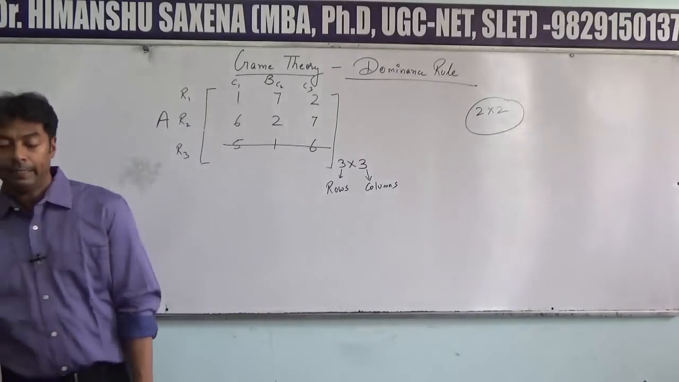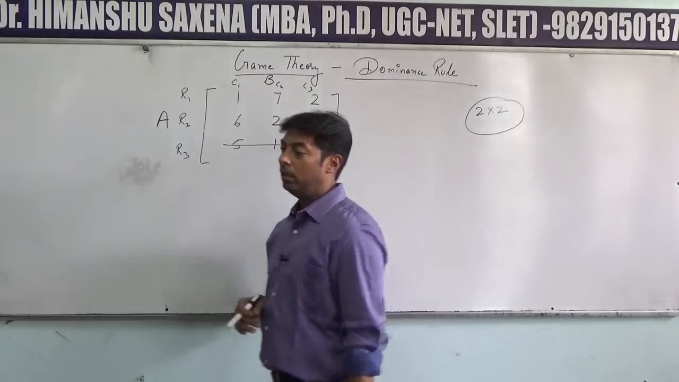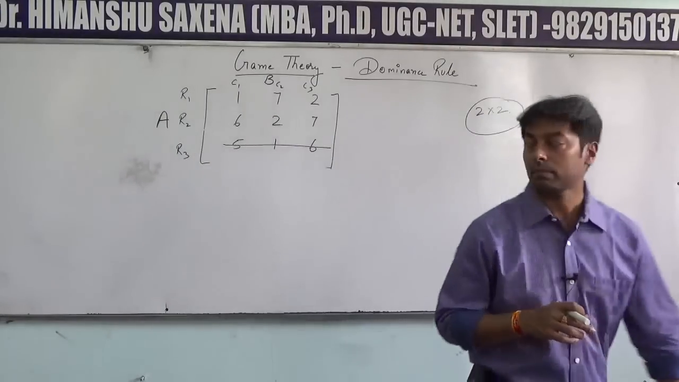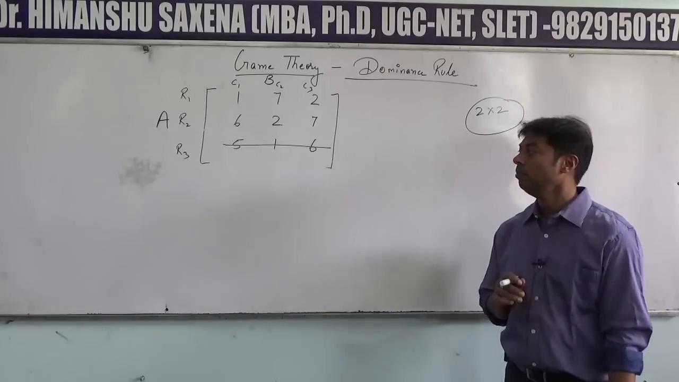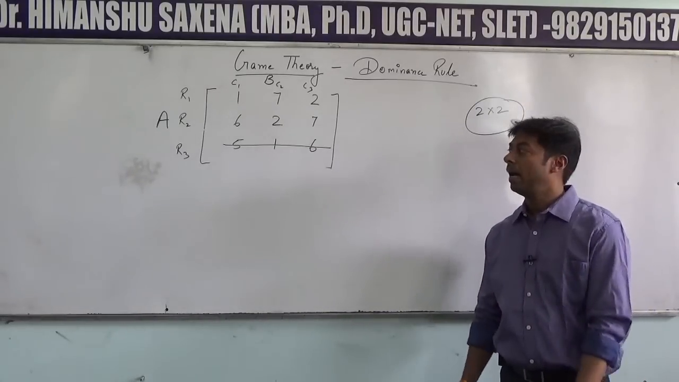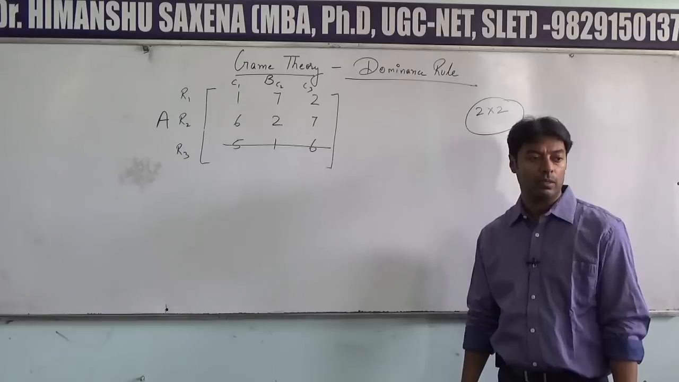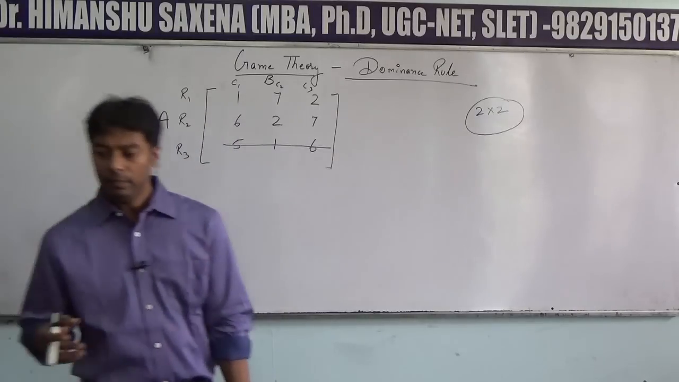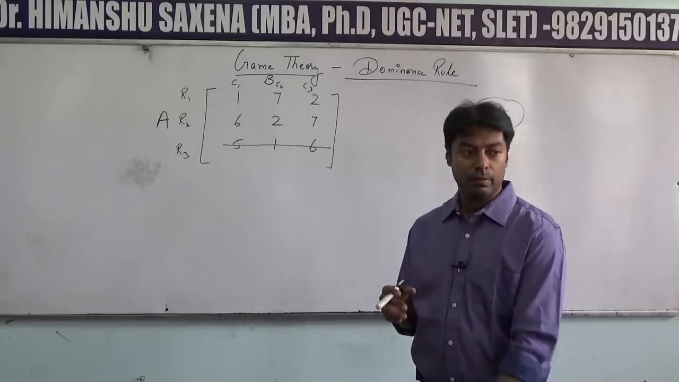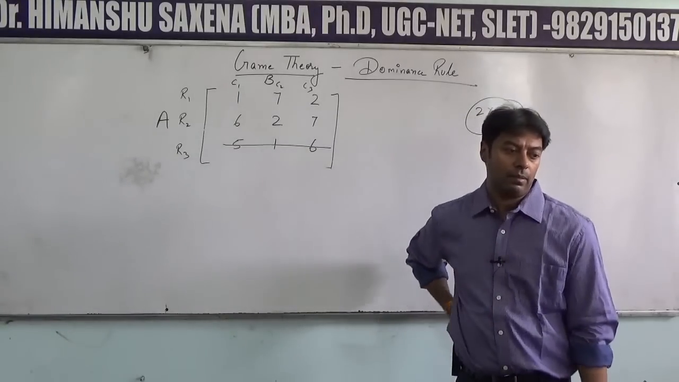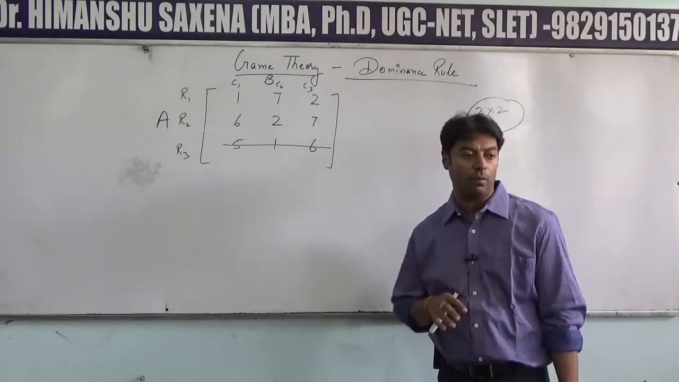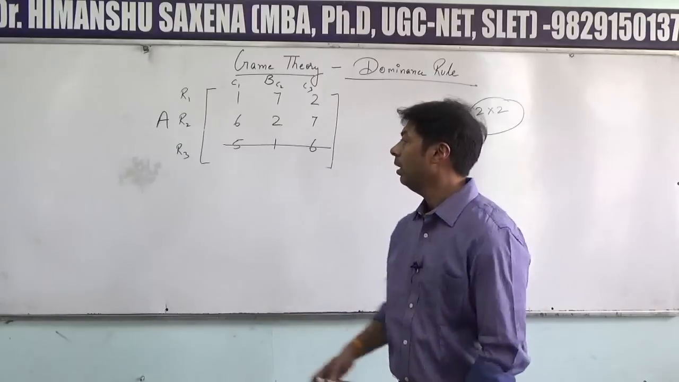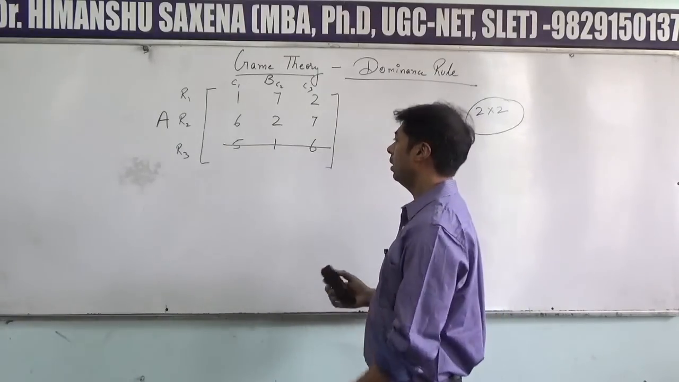How are you going to apply it? The third row is dominated by the second row. Third row is smaller, so it is dominated, and hence it is deleted. Right? So now we have to eliminate this third row.